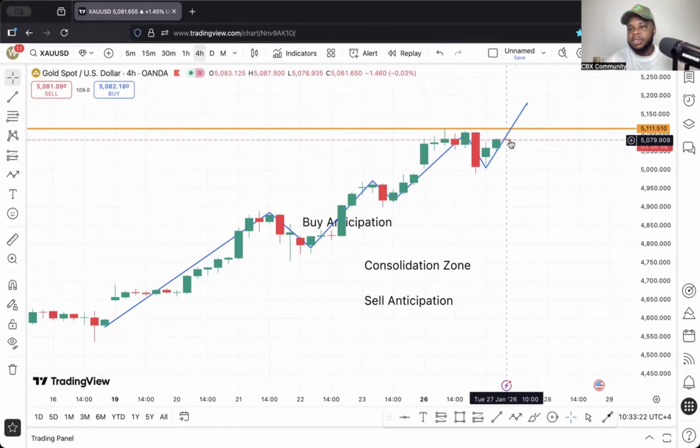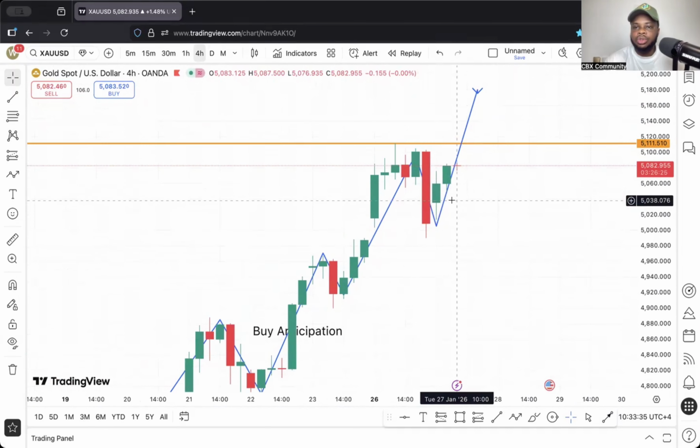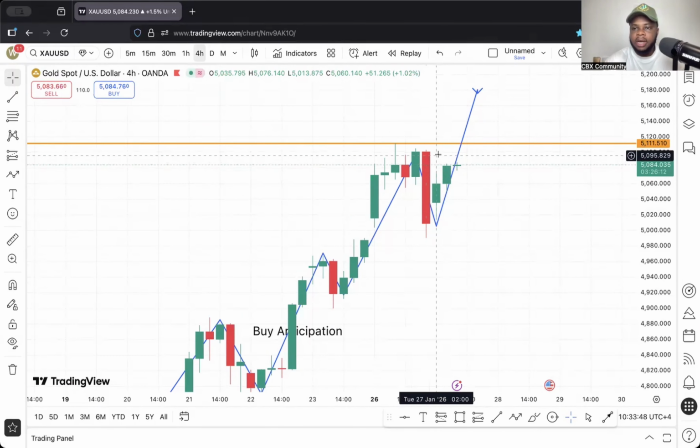So that means we are anticipating the next candle to continue to break this resistance zone over here too. Then if the candle is able to break this resistance zone, there's a high probability that the candle will continue to break this all-time high, for the trade to continue to go up and create a new all-time high on gold.